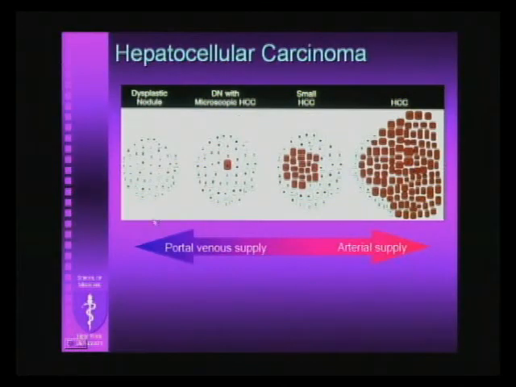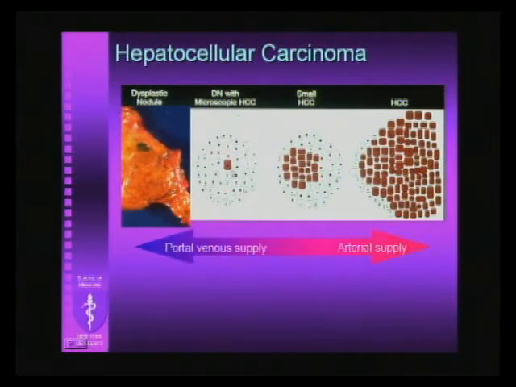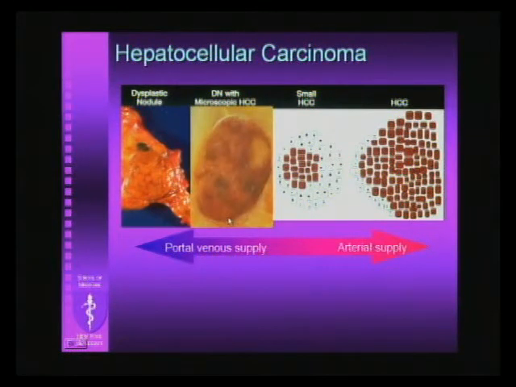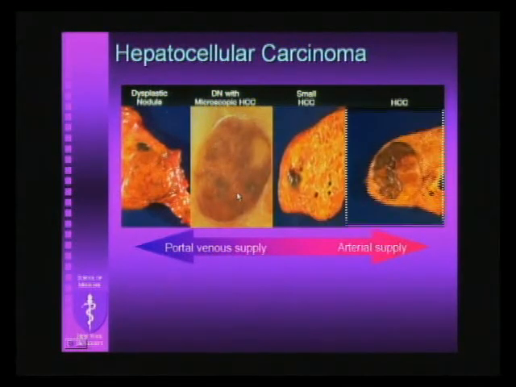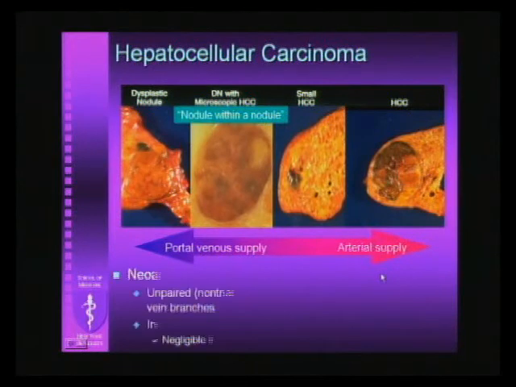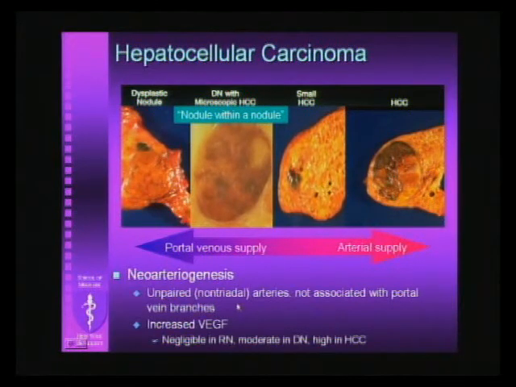Here's just a schematic showing you the evolution from a dysplastic nodule with a microscopic focus of hepatoma, the so-called nodule within a nodule pattern. And then that hepatoma grows and gradually dominates the lesion, and as that grows, there's progressively more arterial blood supply. These arteries are actually newly developed arteries. They are different from normal appearing hepatic arteries in that they're not associated with portal vein branches, and they are associated with increased vascular endothelial growth factor as well.